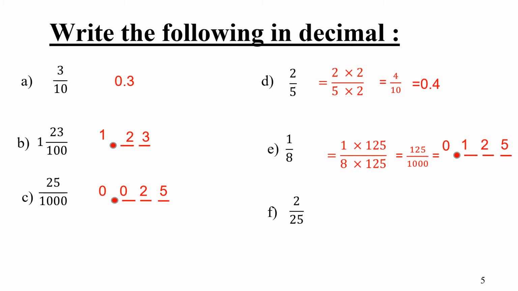Number F, 2 out of 25. Can I convert it to decimal form? No, I can't, because the denominator here is not 10 or 100 or 1000. So I'm going to find the friend of 25, which is 4. I will multiply both numerator and denominator by 4. So the answer will be 8 out of 100. I will put 2 places after the decimal point, and from the right side we are going to write 8 and 0, and the whole number will be 0.